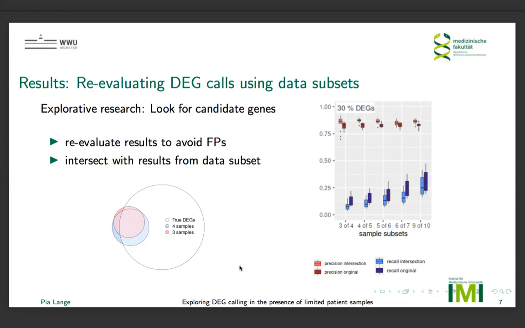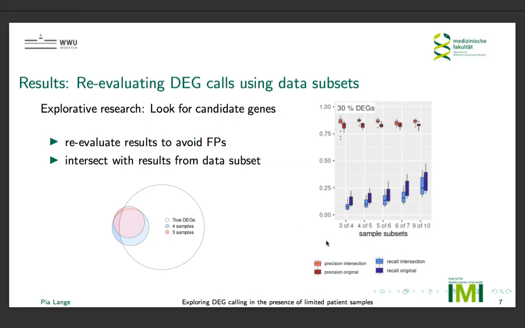For example, if we had original data size of n equals 4 samples, we do our analyses and then we save our results, and then we choose a subset of n minus 1 equals 3 samples, do a second analysis, and then intersect the new results with our original results.